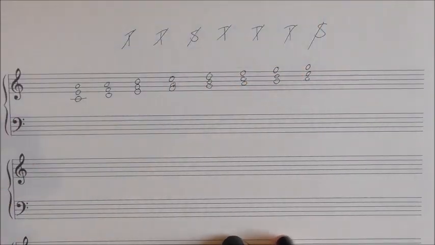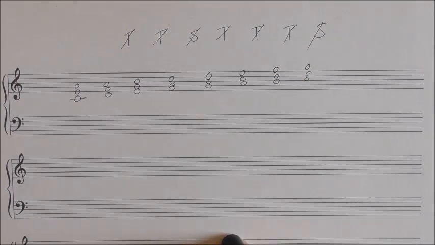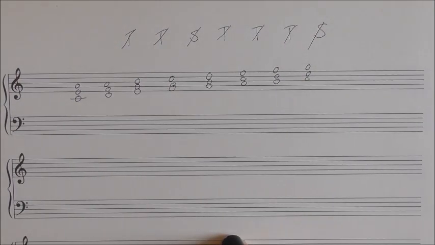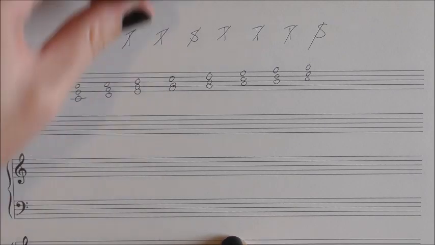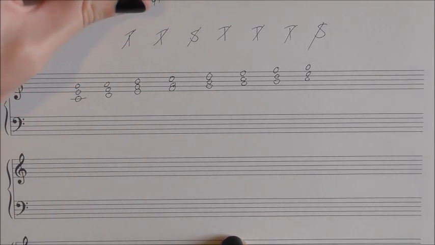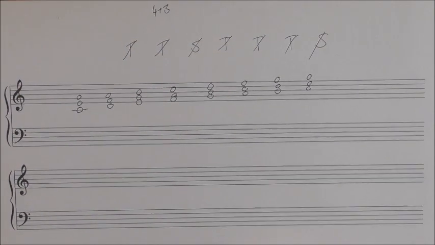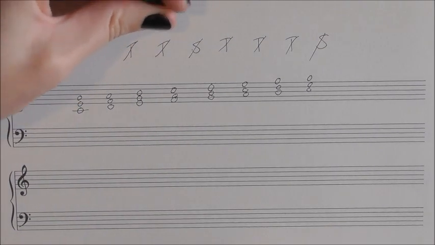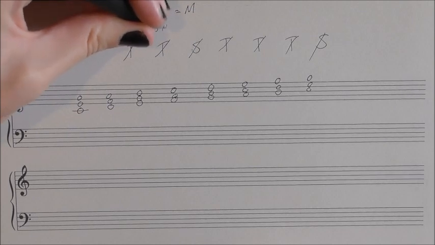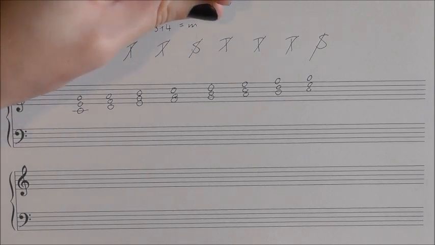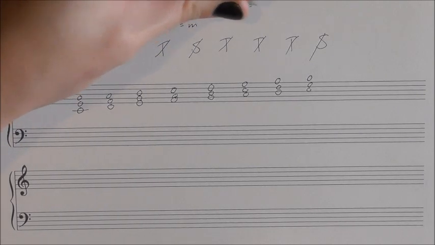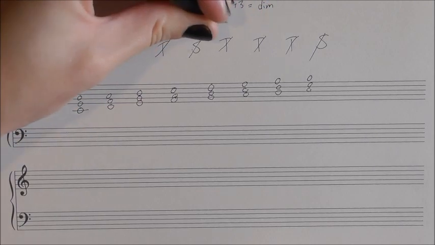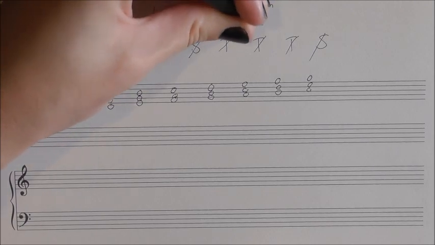Okay, and then I know that a lot of you guys have had this memorized for years and years and years, but in case you've written a chord and you're not entirely sure what type of chord it is, just remember 4 plus 3 semitones is a major chord, 3 plus 4 is minor, 3 plus 3 is diminished, and 4 plus 4 is augmented.